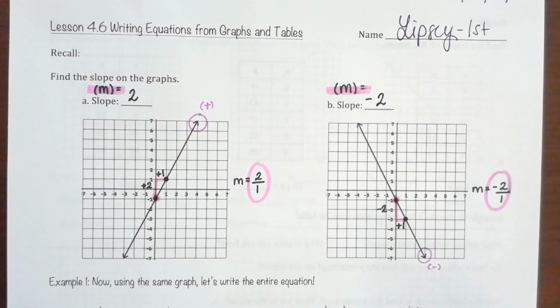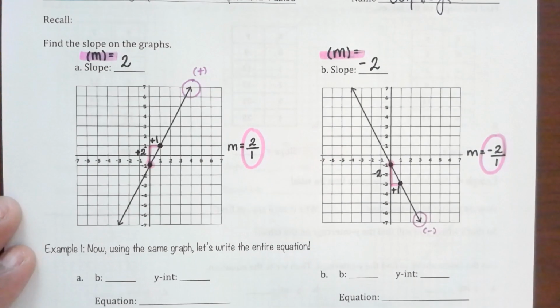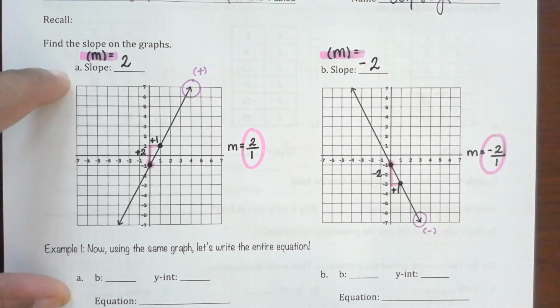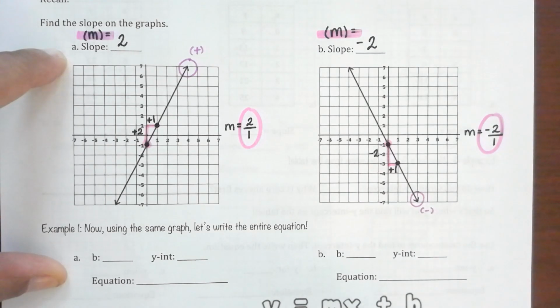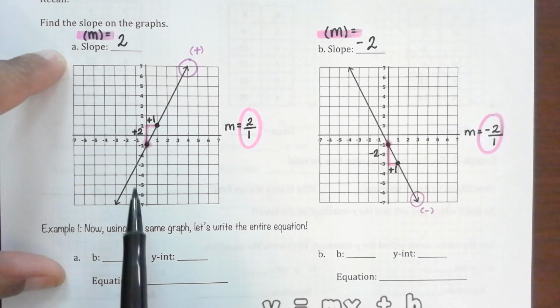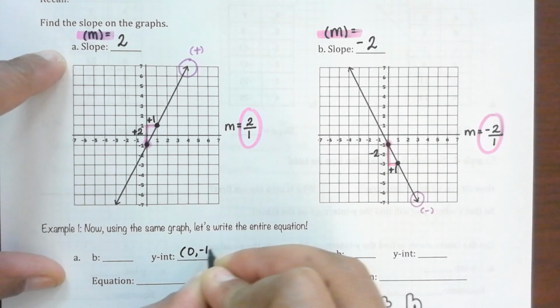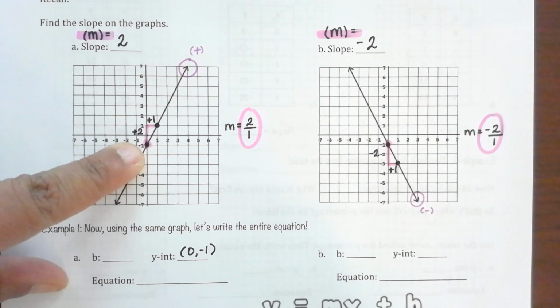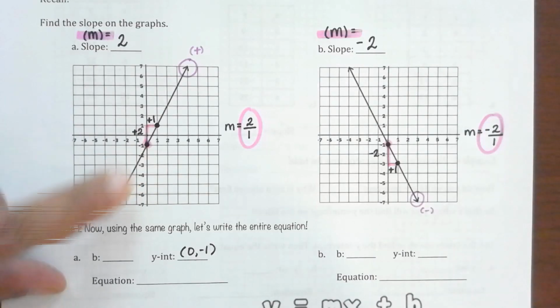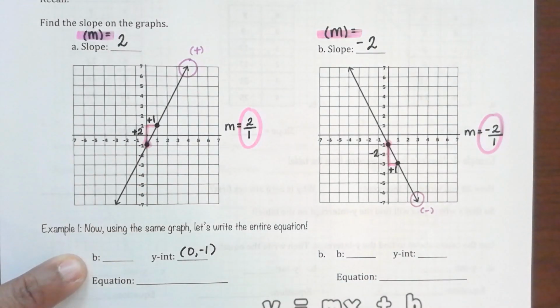Everybody good? So, looking at this, it says now using the same graph, so I'm using A and A, so these go together. Let's write the entire equation. So, what was my y-intercept that you just found? Y was -1, right? So the ordered pair was 0, -1. Because that's the point right there, right? What's my b that you just found?